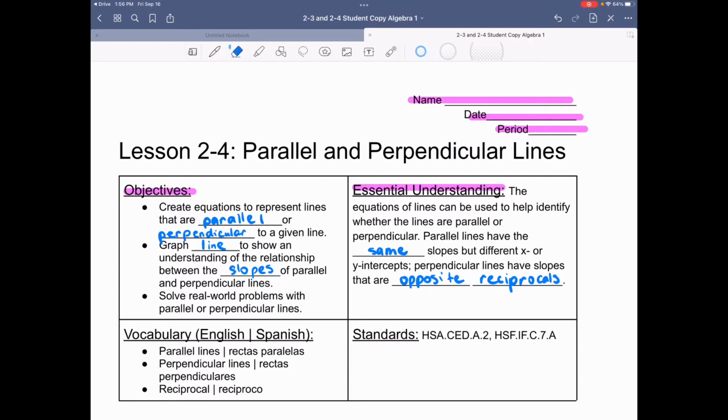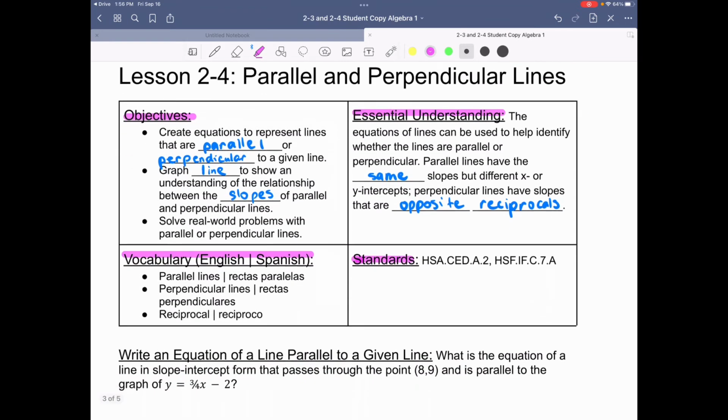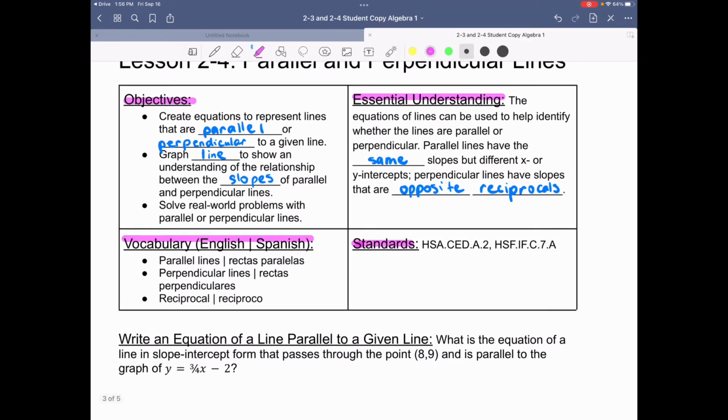And here we also have our vocabulary in English and Spanish, and we also have our standards for this lesson. Our vocabulary is parallel lines, perpendicular lines, and reciprocal.